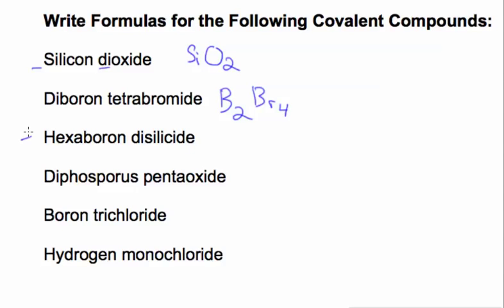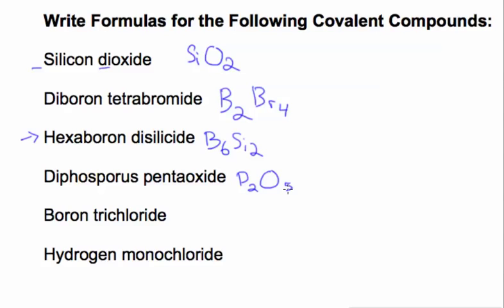Look at this next one. Hexaboron disilicide. So hexa means 6. Silicide is silicon. So we have 2 silicons. Diphosphorus pentaoxide. So 2 phosphorus, penta means 5 oxygen.